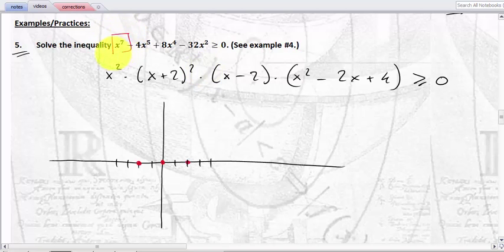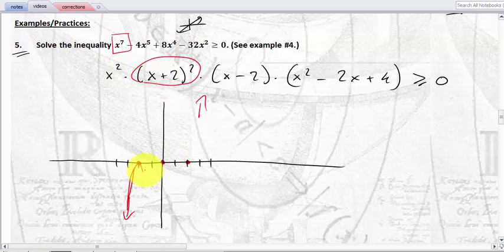The leading term is x to the 7th, so the graph behaves like a line going up, right? So I know it's going to start here and I know it's going to end here. All right, let's sketch the graph quickly. At negative 2, it's a root of multiplicity 2, therefore you bounce on the axis, you bounce.